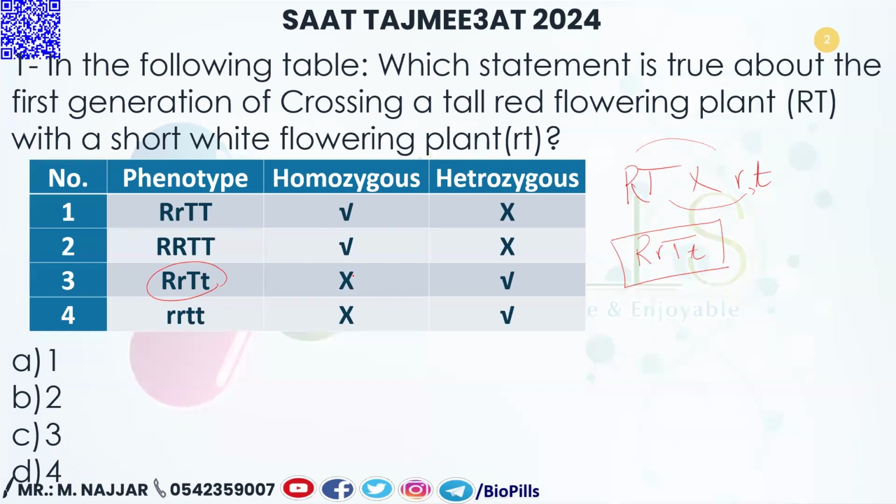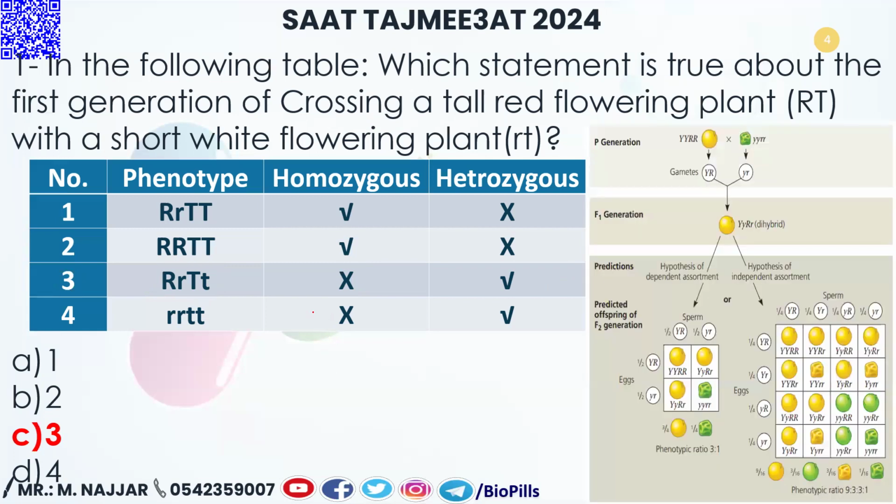Is it homozygous? No, it is not homozygous. It is heterozygous because the alleles are not the same. It is homozygous only if it's R capital, R capital, T capital, T capital, or R small, R small, T small, T small. Homo means same, but as long as the alleles are not the same, it is heterozygous. So the correct answer is option number 3, which is C. Yes, great. And this is called dihybrid inheritance.